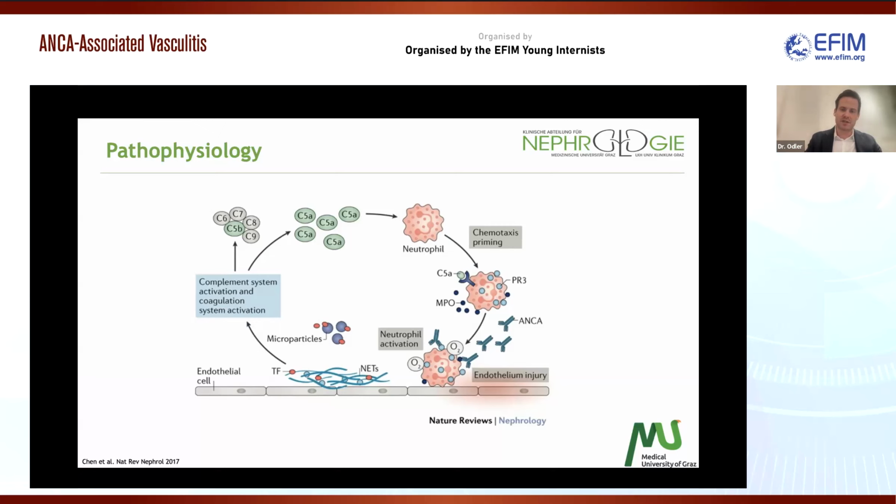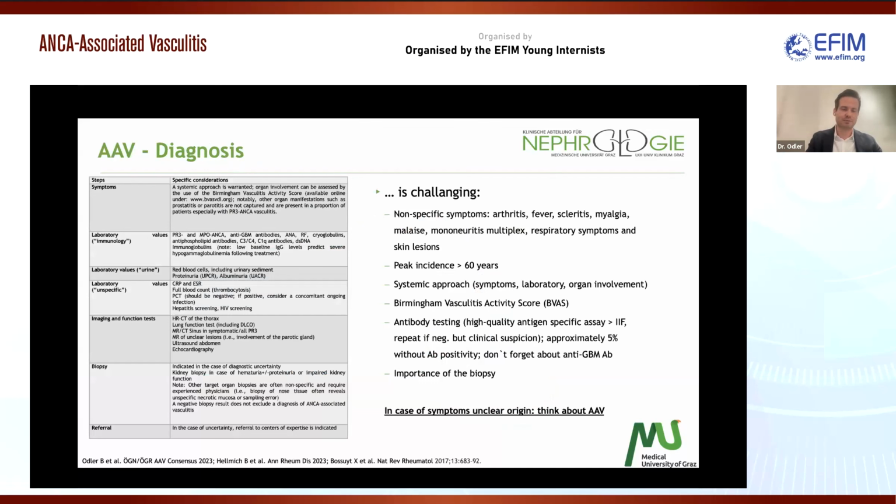So it sounds quite complicated, but the most important thing you have to understand is that the production of ANCA antibodies leads to binding to its autoantigens and to neutrophil activation and activation of the complement system, which leads to inflammation in different tissues like the kidney, lung, or the skin.